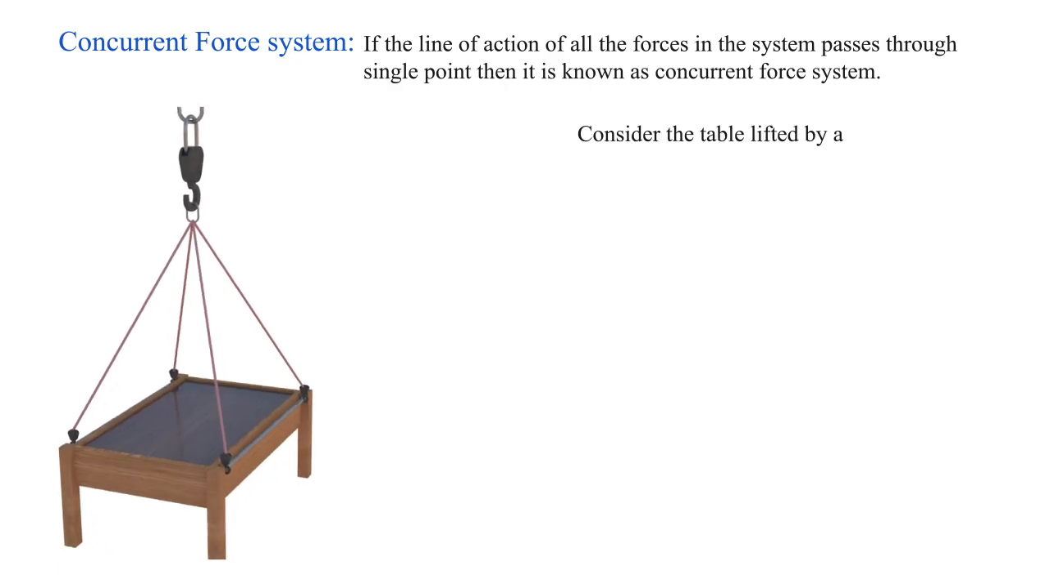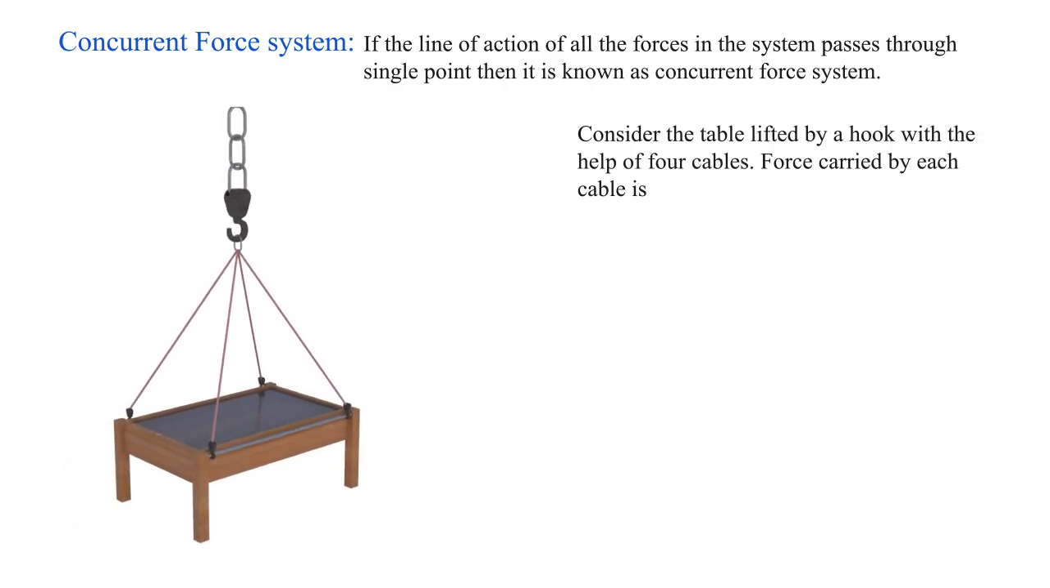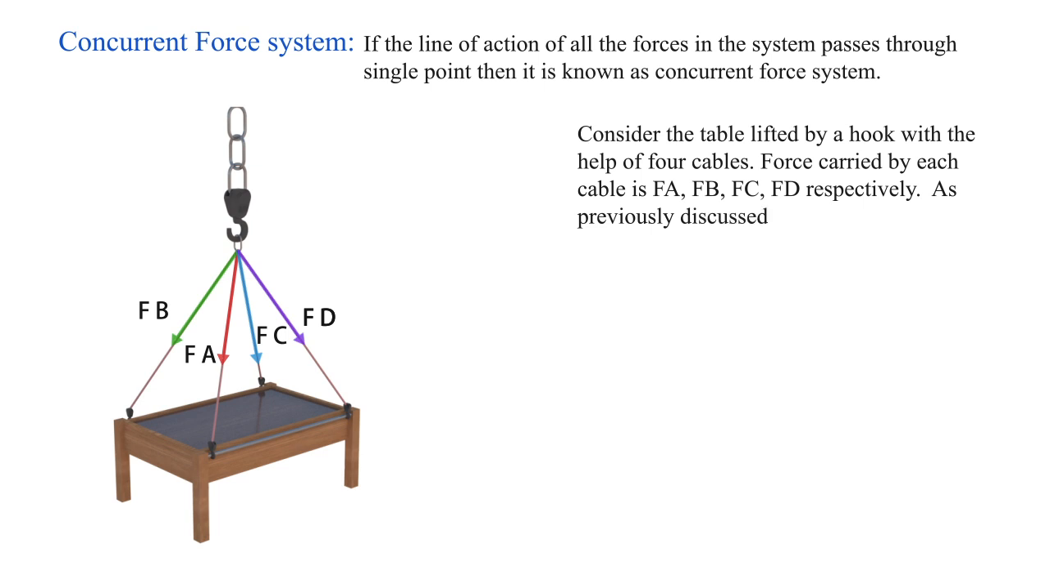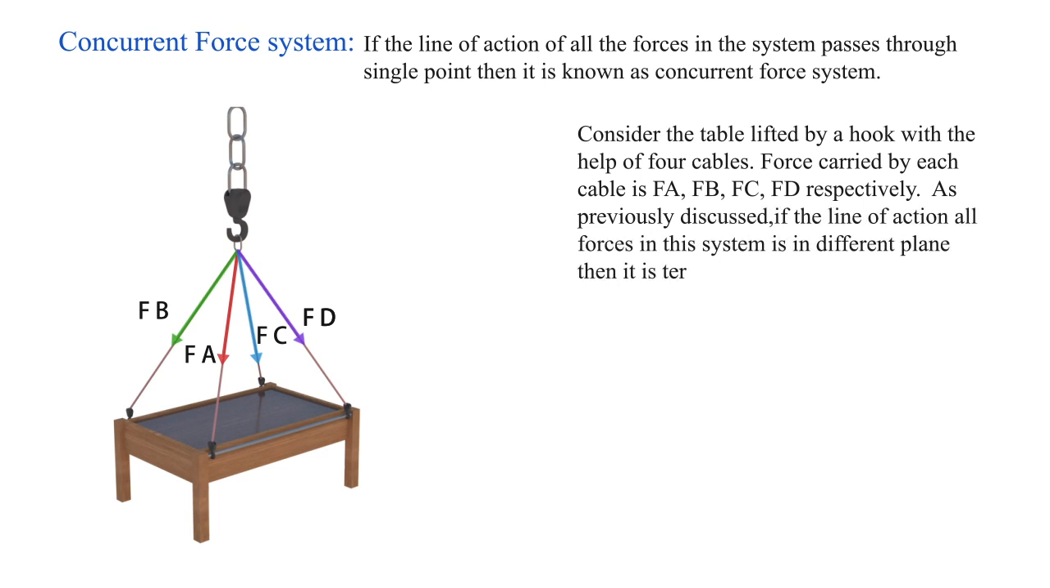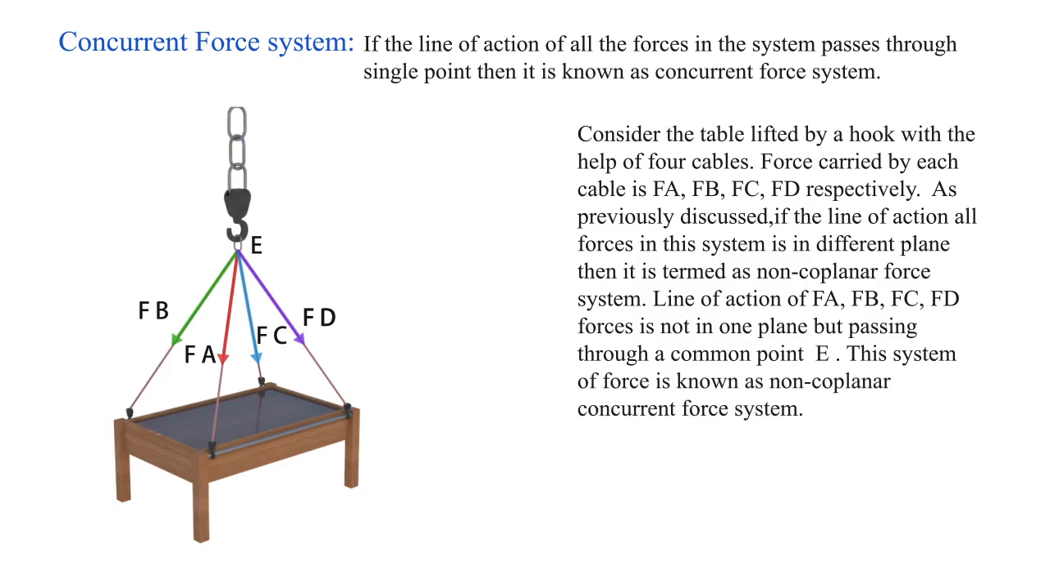Consider a table lifted by a hook with the help of 4 cables. The force carried by each cable is Fa, Fb, Fc, Fd respectively. As previously discussed, if the line of action of all forces in this system is in different planes, then it is termed a non-coplanar force system. The line of action of Fa, Fb, Fc, Fd forces is not in one plane but passes through a common point E. This system of force is known as a non-coplanar concurrent force system.